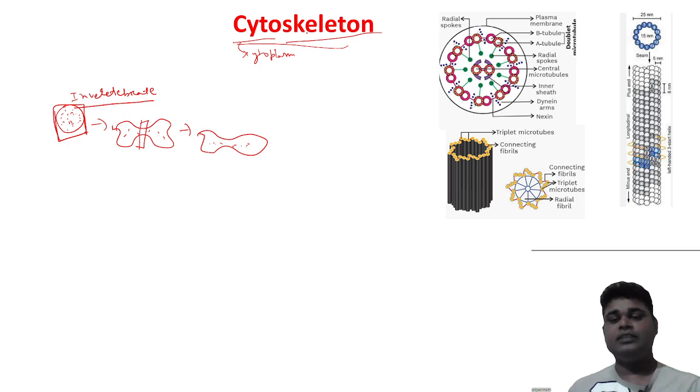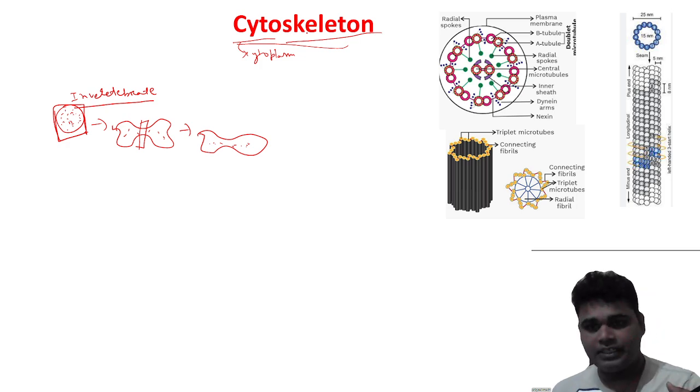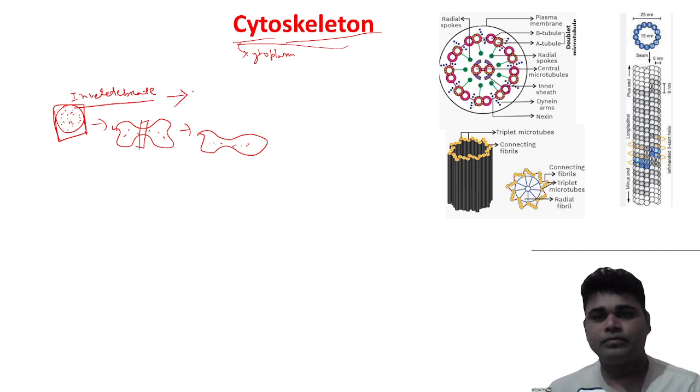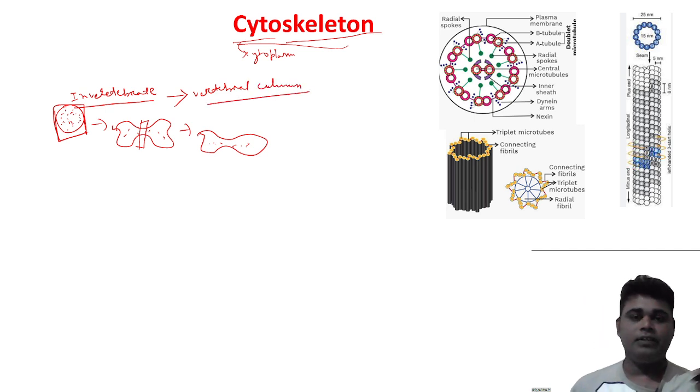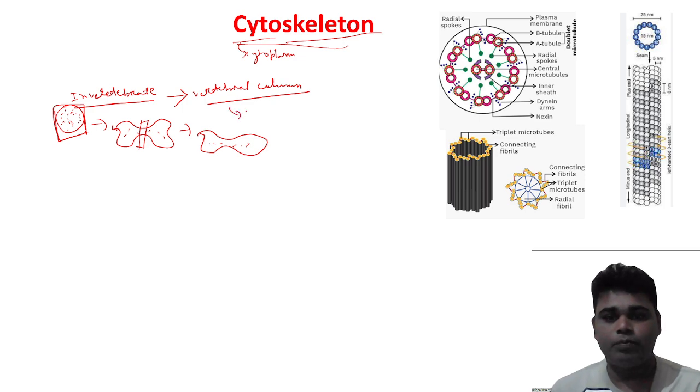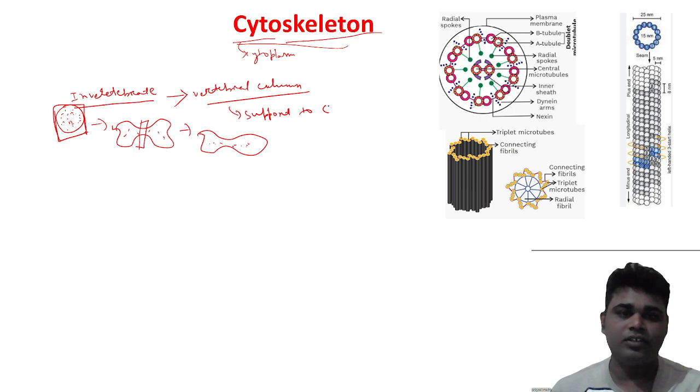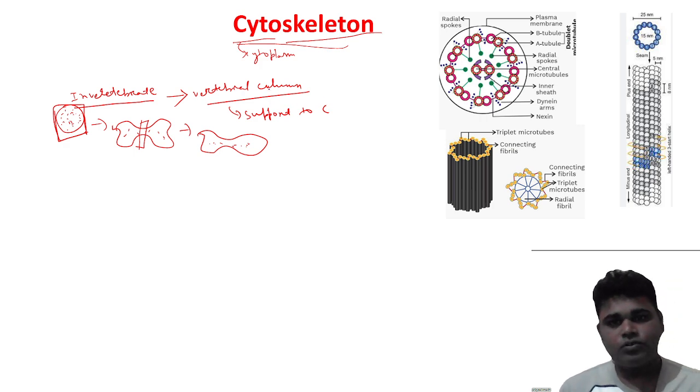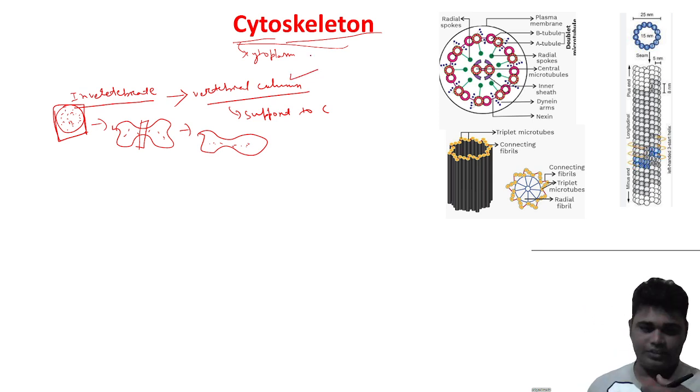So that means in the invertebrate as well as in the vertebrate, the cytoskeleton also works like the vertebral column. How does it work like the vertebral column? Because it provides support to the cell or to the body or to the organism. So that is the main function of the cytoskeleton, that means to provide support.